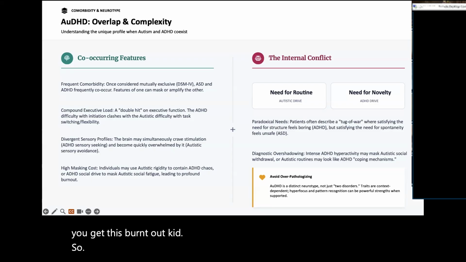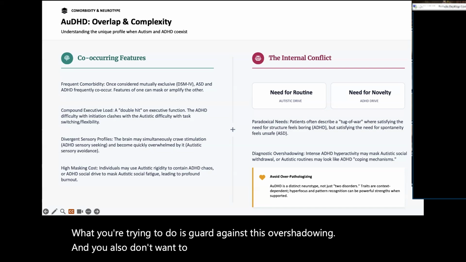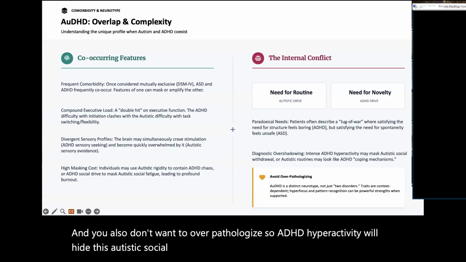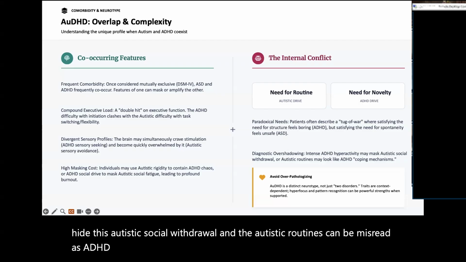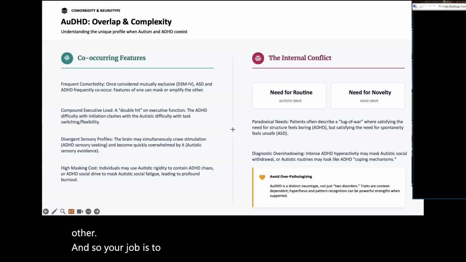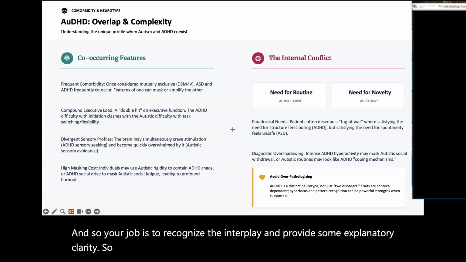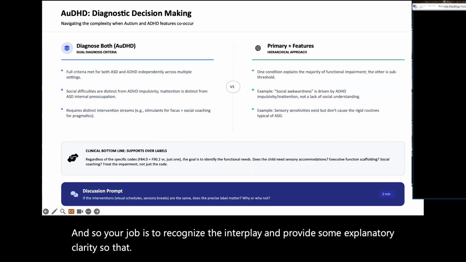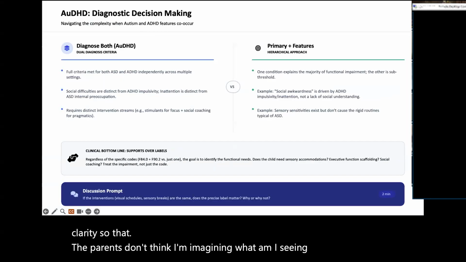So what you're trying to do is guard against this overshadowing, and you also don't want to over pathologize. So ADHD hyperactivity will hide this autistic social withdrawal, and the autistic routines can be misread as ADHD coping behavior. So you can't treat one without recognizing the other. And so your job is to recognize the interplay and provide some explanatory clarity so that, you know, the parents don't think I'm imagining, what am I seeing here.